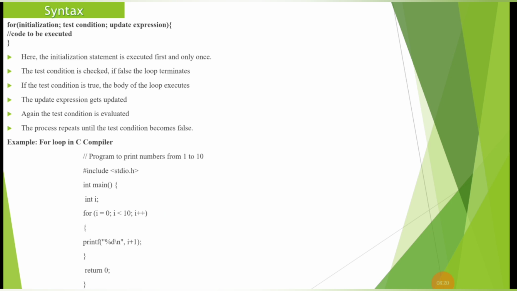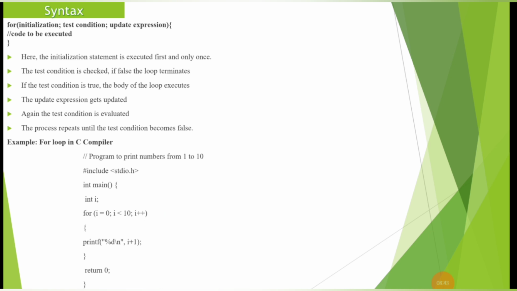Here the initialization statement is executed first and only once. The test condition is checked. If it is false, the loop terminates. If the test condition is true, the body of the loop executes. The update expression gets updated. Again, the test condition is evaluated. The process repeats until the test condition becomes false.